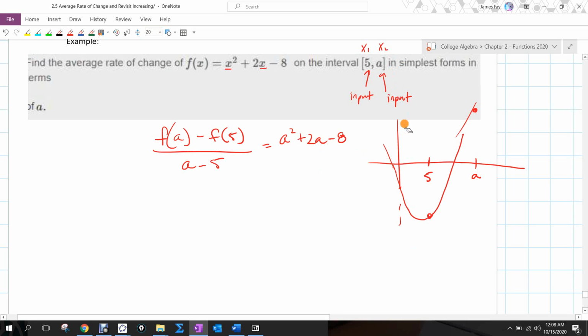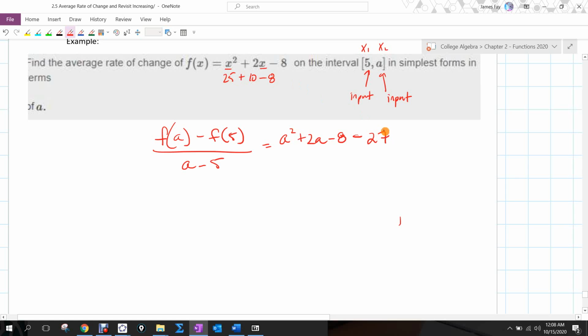Okay. Then we're going to subtract from that f of 5. Well, f of 5 would be 25 plus 10, so there's 35, minus 8, which would be 27. We'll divide that then by a minus 5. So we get a squared plus 2a minus 35 all over a minus 5.